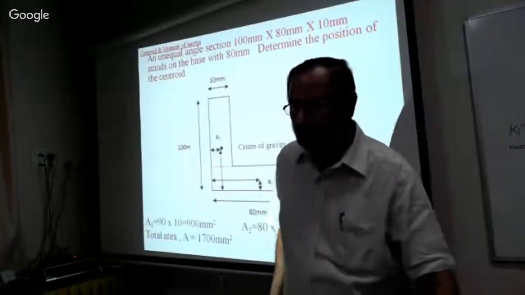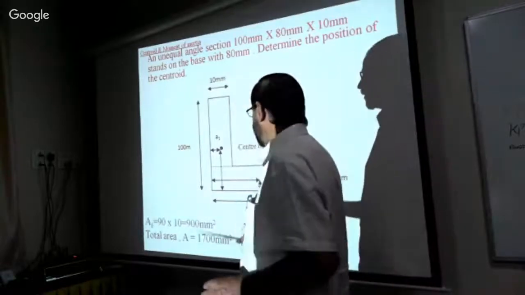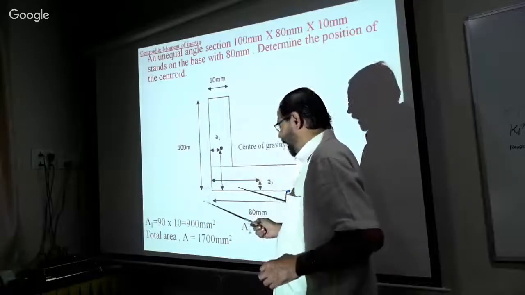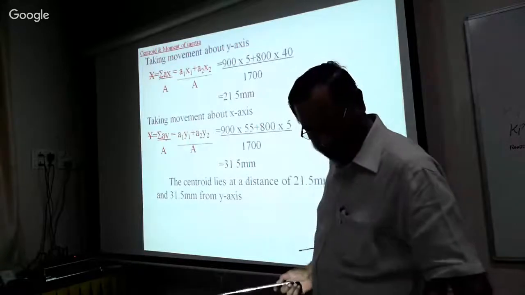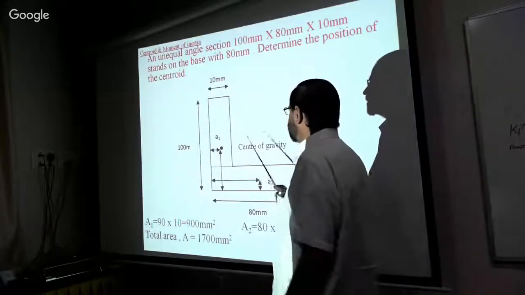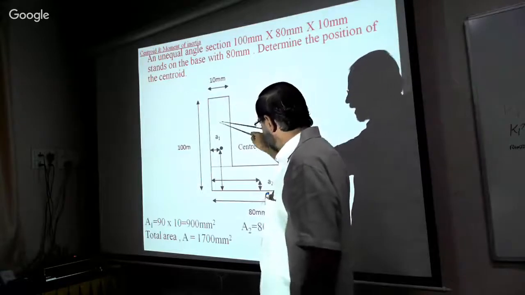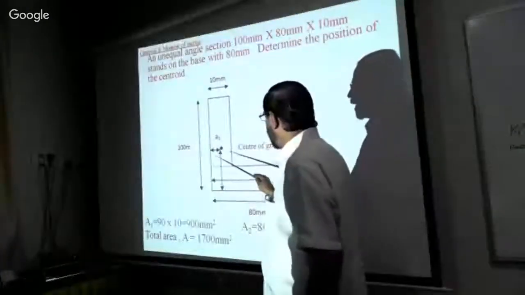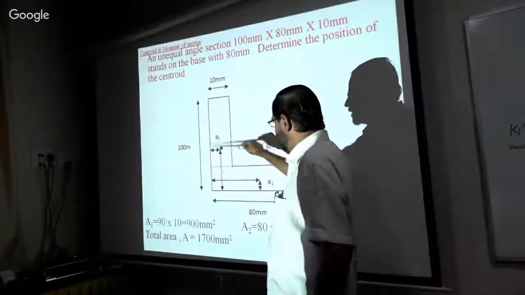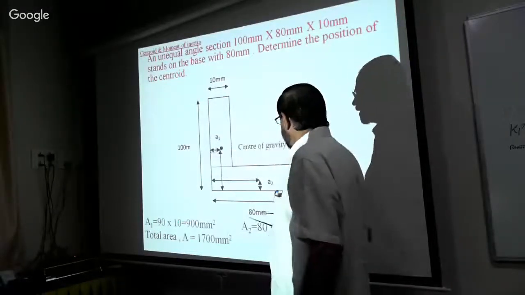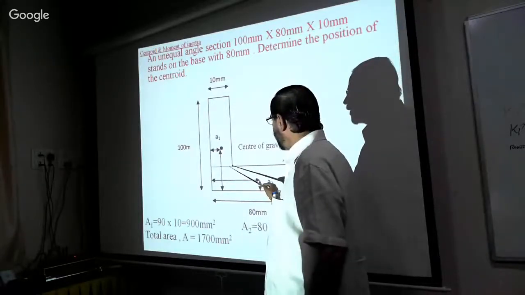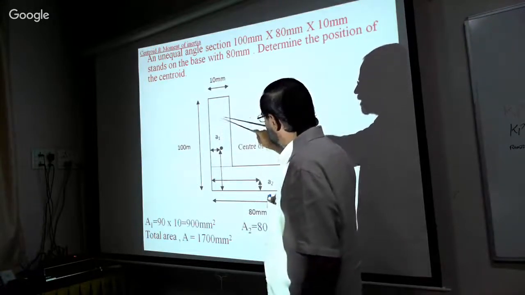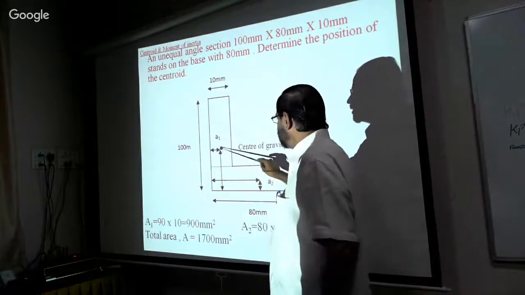Similarly, now we calculate the centroid for the angle section. How to calculate the centroid for the angle section? First we need to divide the given section into two figures, that is two regular figures. This is one rectangular figure, area A1, and this is another rectangular section, area A2. The total length is 100 millimeter, and this is 80 millimeter. This is the 10 millimeter thickness. Now we are dividing this into two sections, figure 1 and figure 2.